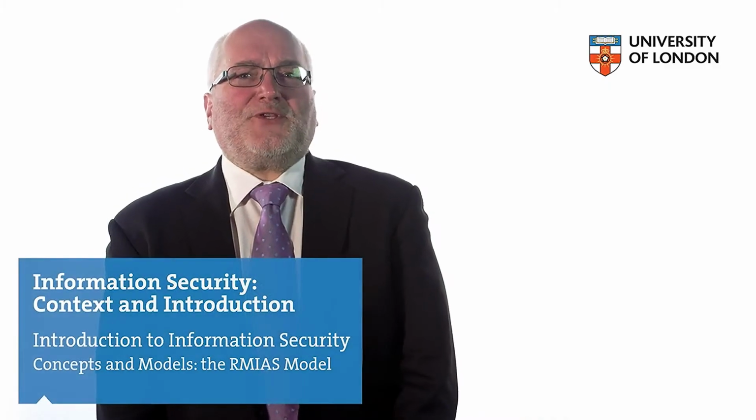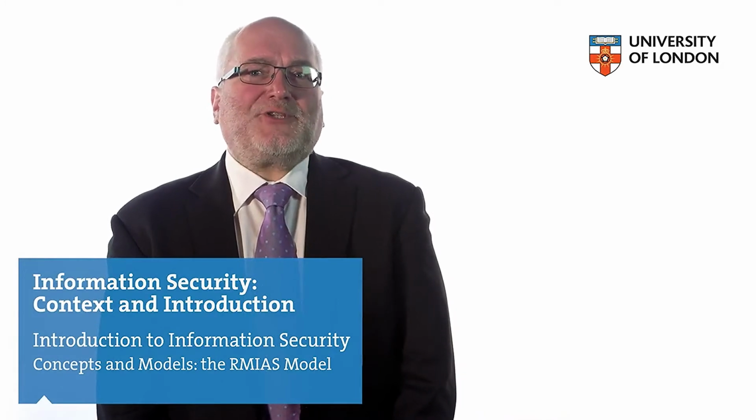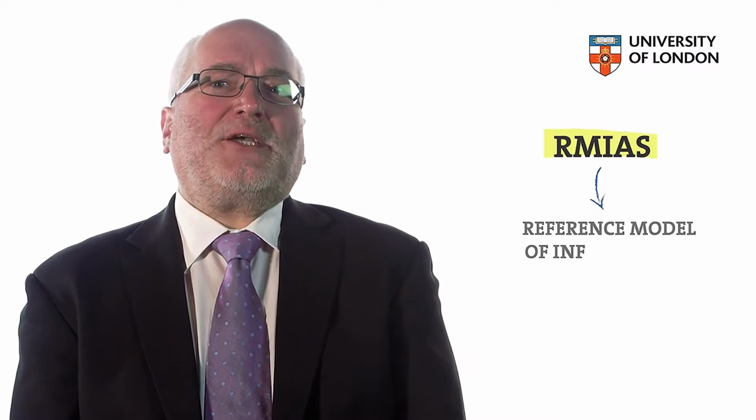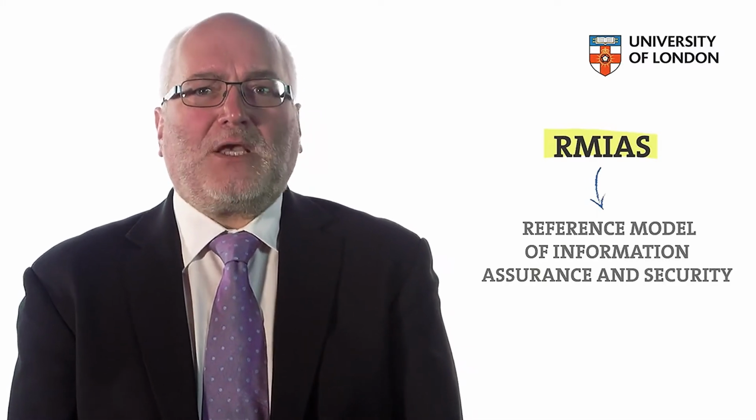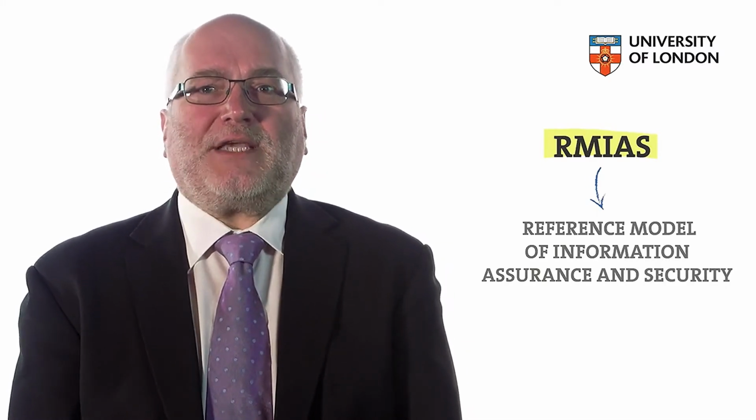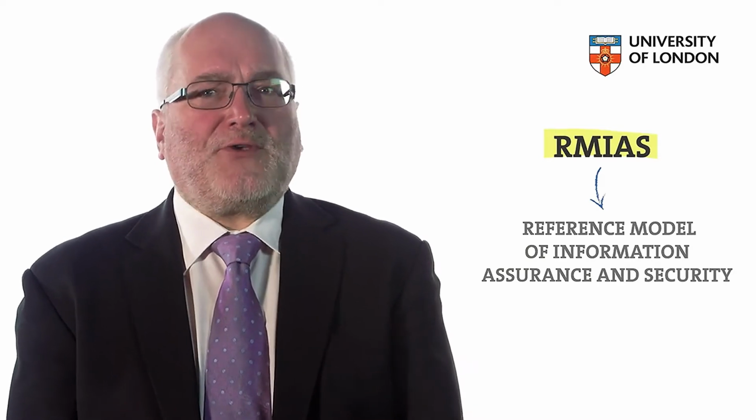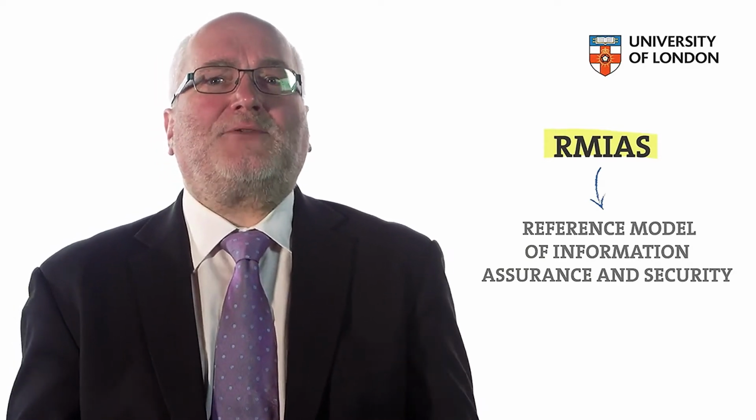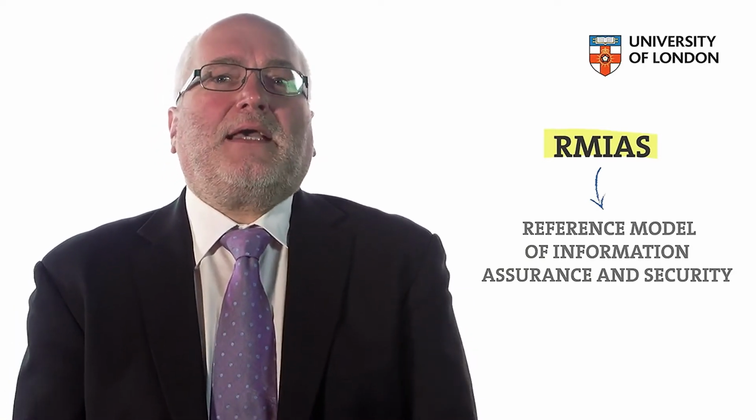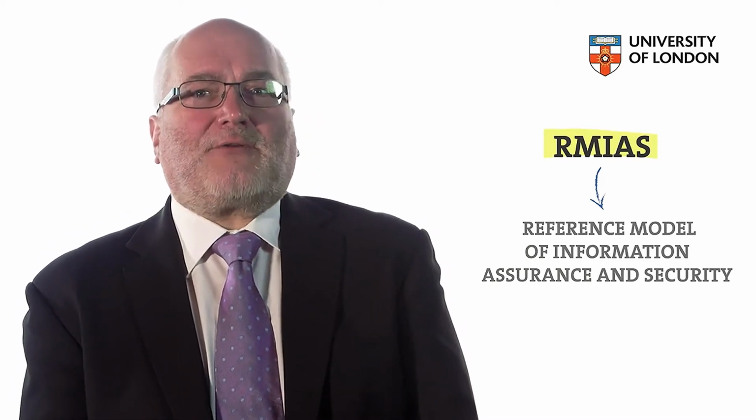We saw in the previous video and reading material a classic model that introduces information security. However, we can go further. We can introduce more the scope of information security using a different model called RMIAS, the Reference Model of Information Assurance and Security, which was proposed in 2013 and has combined a number of different viewpoints or models that expand on the CIA. It is depicted in this diagram.